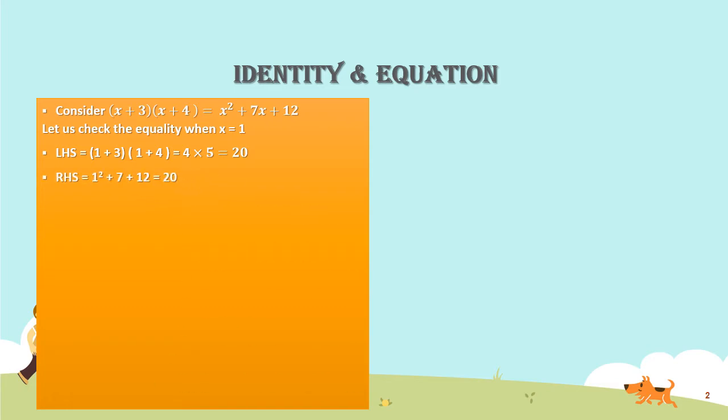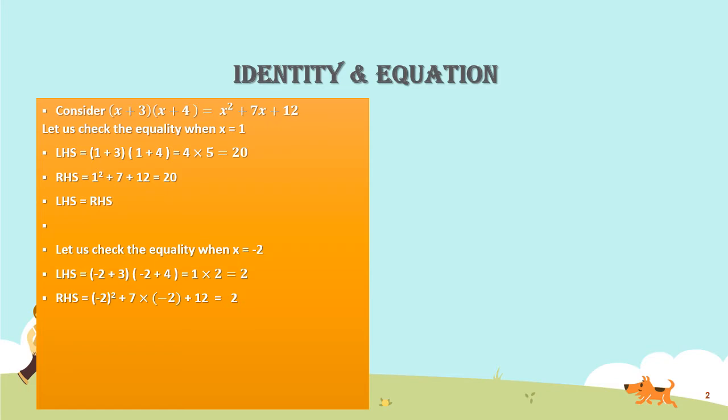Now, for the RHS, we replace x with 1, that is 1 squared plus 7 plus 12, which is also equal to 20. So, we can see that the left hand side and the right hand side have the same value. Now, let us take some other value for x. Here x is given the value minus 2. As in the previous case, let us check the left hand side. LHS equals (-2 + 3)(-2 + 4), which is 1 × 2, equal to 2.